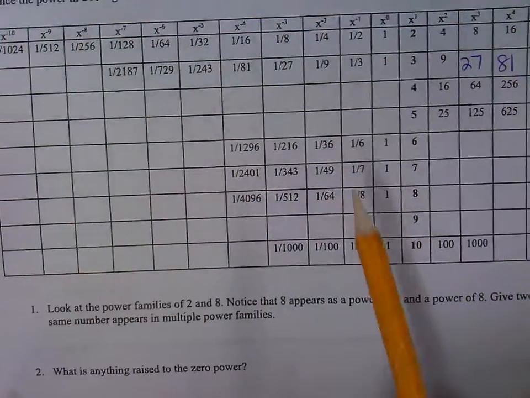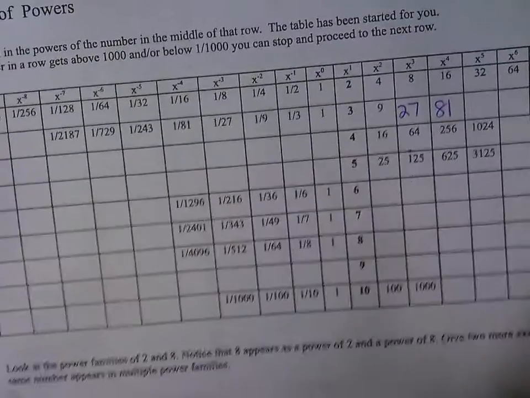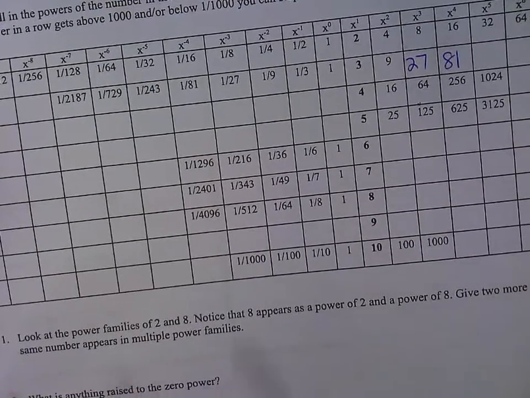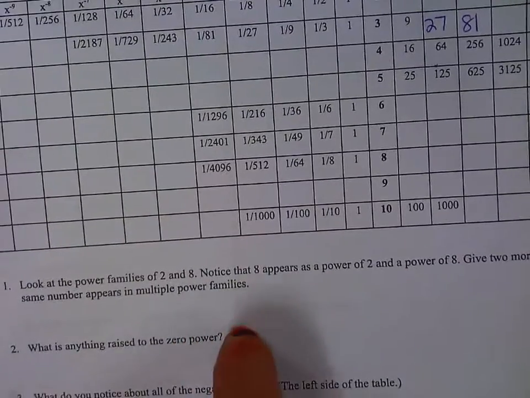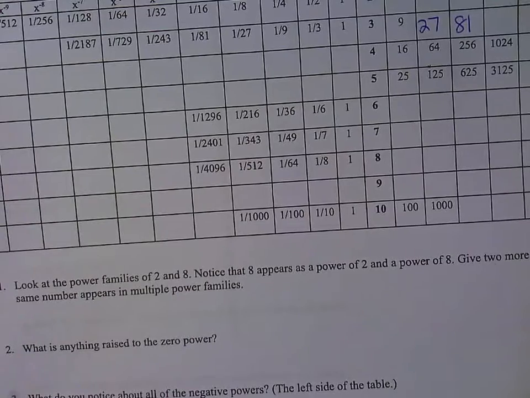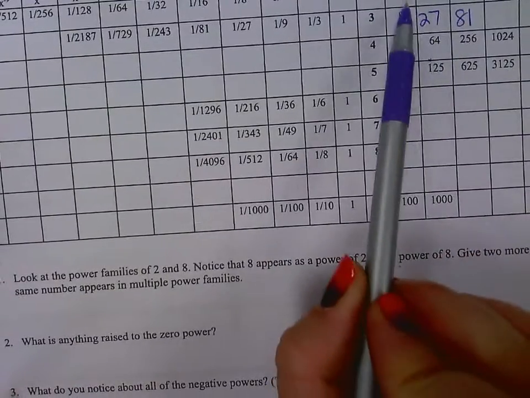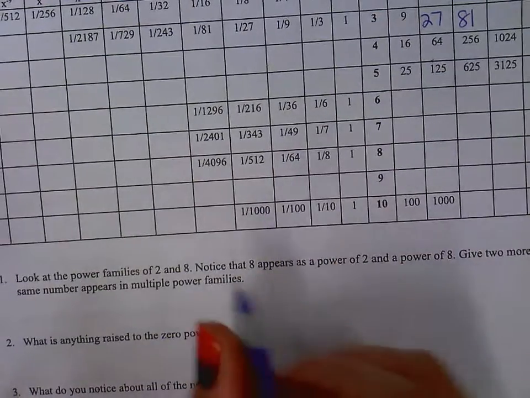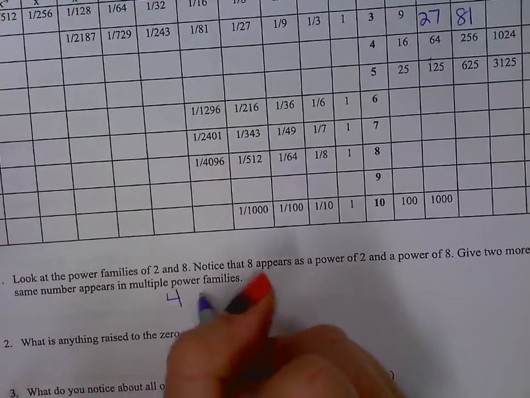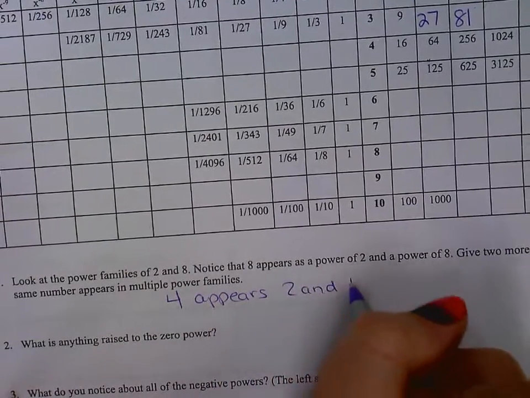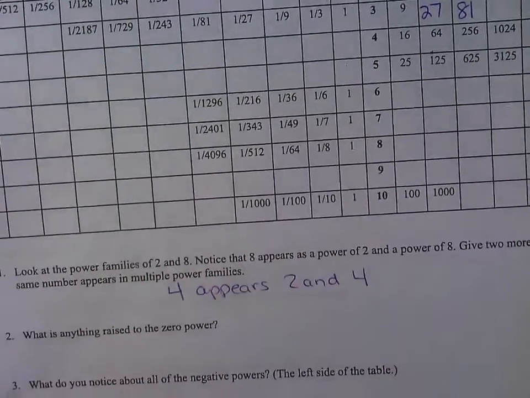Power of 2 and the power of 8. Can you find more examples where you have the same number in multiple power families? That's going to come into play when we start changing the base. Does anyone see this number 4 appears in 2 and 4, right? So 4 appears in 2 and 4. What's another example of something that appeared twice?